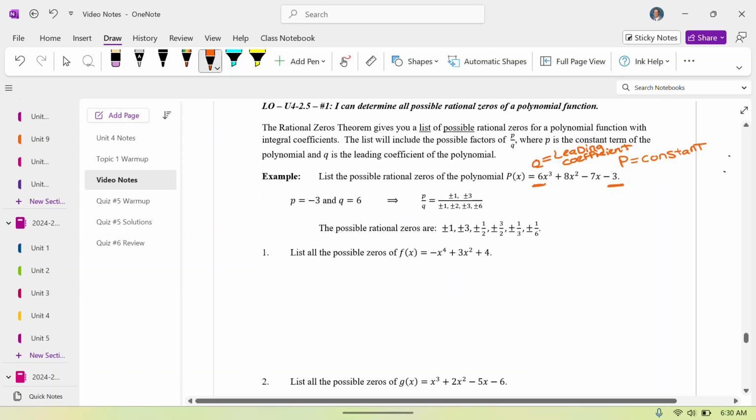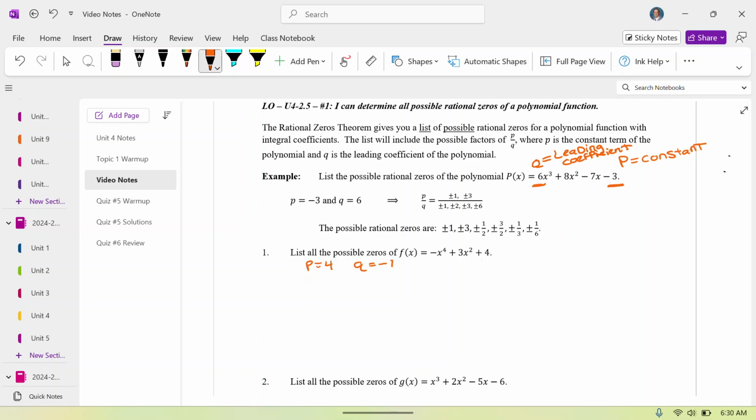possible zeros. So for example, here our p is equal to 4, the q is equal to -1. So the factors of p are plus or minus 1, plus or minus 2, plus or minus 4. The factors of q are just plus or minus 1. So when you divide all the factors of p by all the factors of q, you get plus or minus 1, plus or minus 2, plus or minus 4.